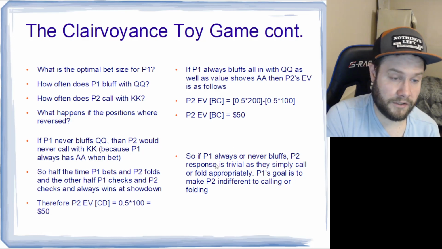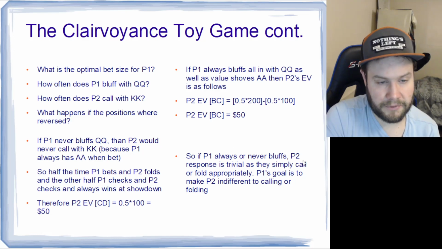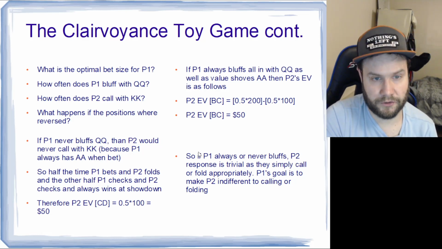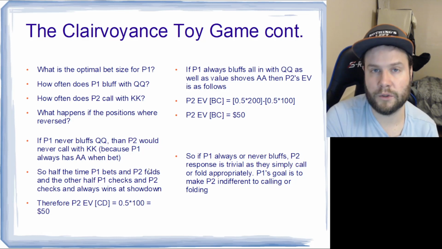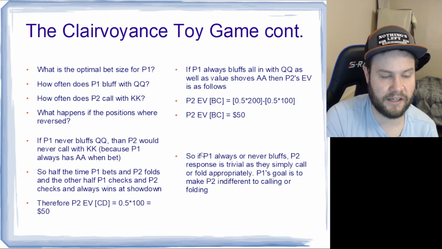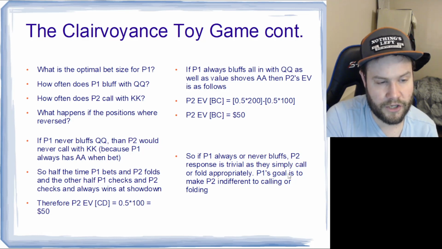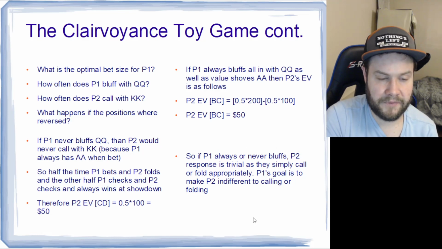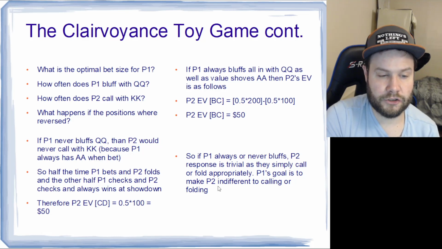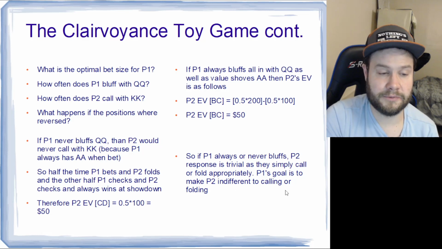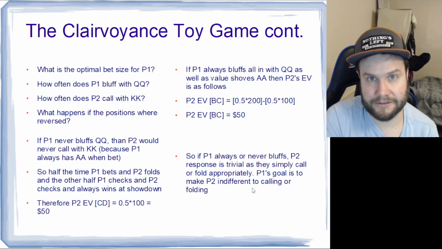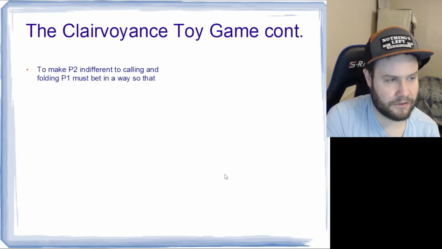So if player 1 always or never bluffs, player 2's response is trivial. They will simply call or fold appropriately. Remember, player 2 is clairvoyant. They know the entire strategy. So whatever strategy player 1 comes up with, player 2 knows that they're doing that. So player 1's goal is to make player 2 indifferent to calling or folding. They don't want their decision to be trivial. They want it to be indifferent. Okay? Let's see what that looks like.